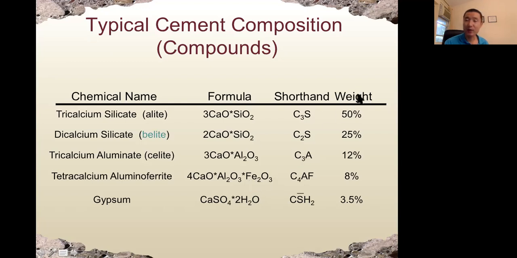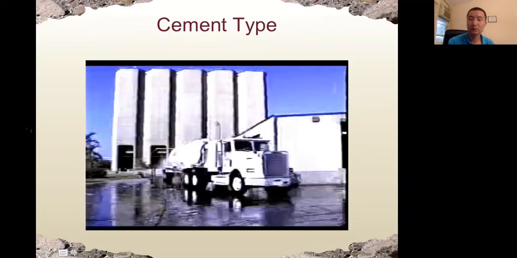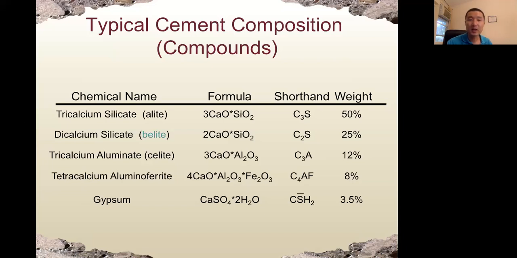The weight percentage here is not fixed. Depending on the type of cement, we could have more or less depending on the situation. And don't forget, we need some gypsum to control the hydration speed, especially for C3A. We're going to talk about hydration equations for these major compounds.